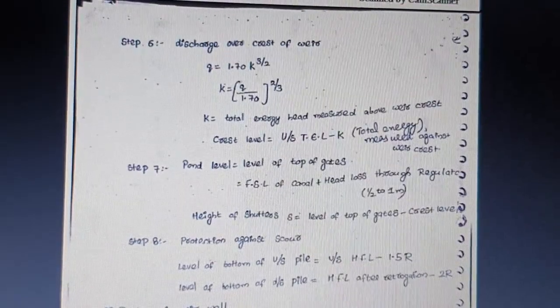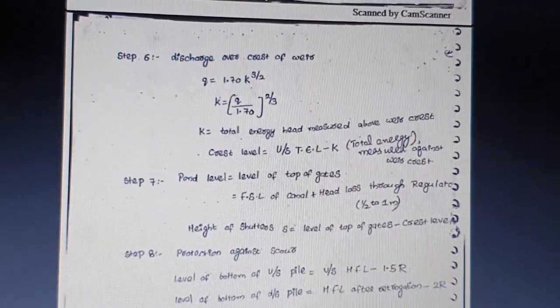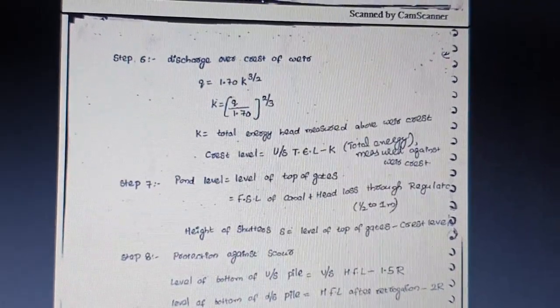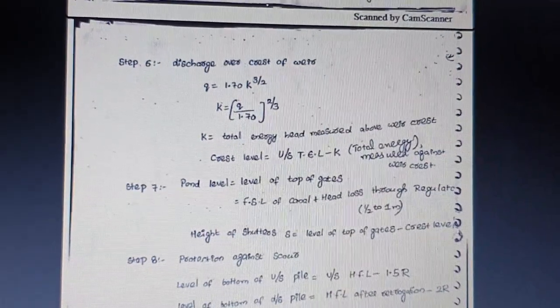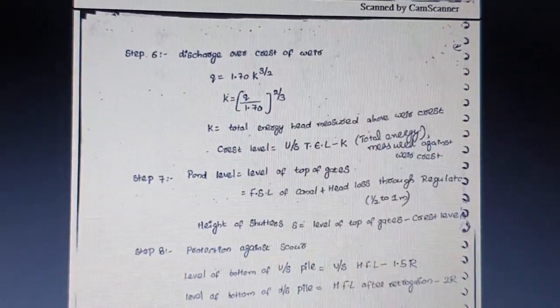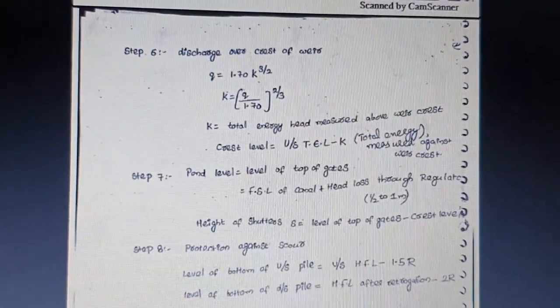And then in step number 7, we are going to find the pond level and the level of the top of the gates, which is FSL of the canal plus head loss through the regulator, and head loss through the regulator is assumed as 1 by 2 to 1 meter. Then height of the shutters S is equal to level of the top of gates minus crest level.